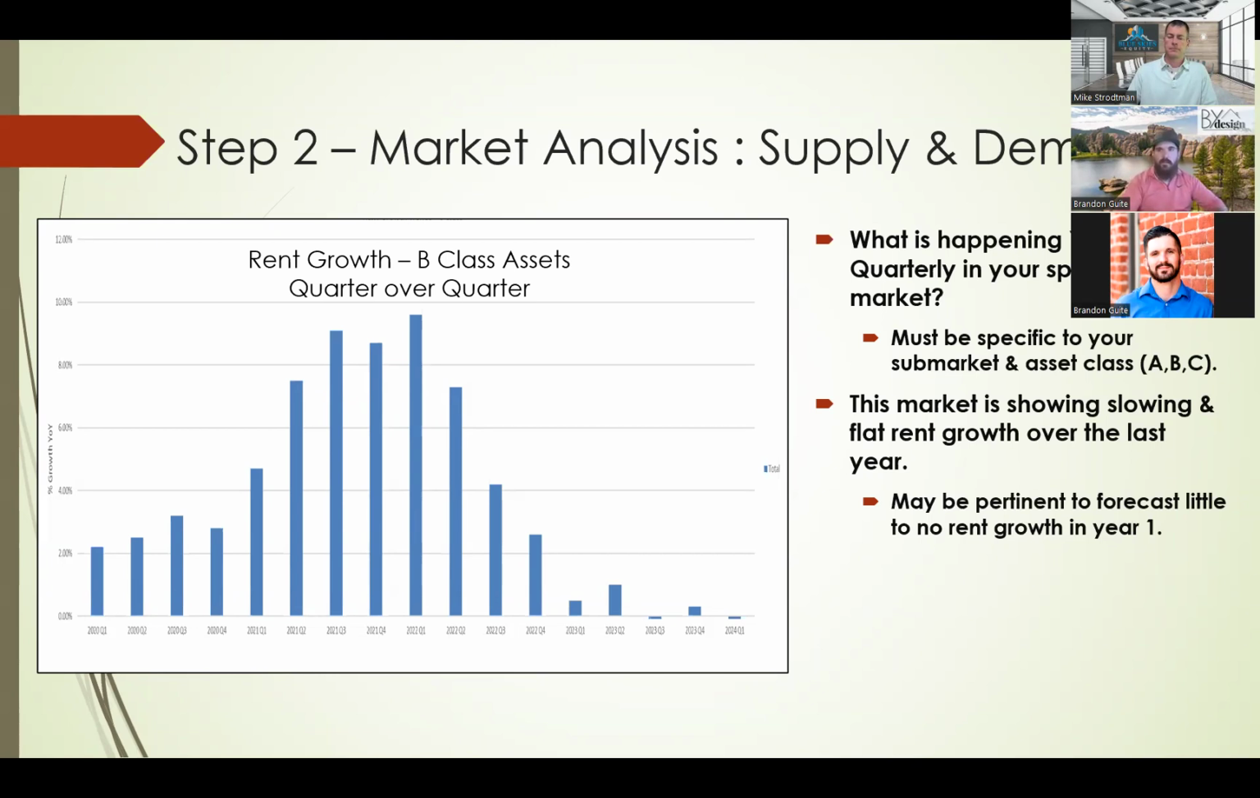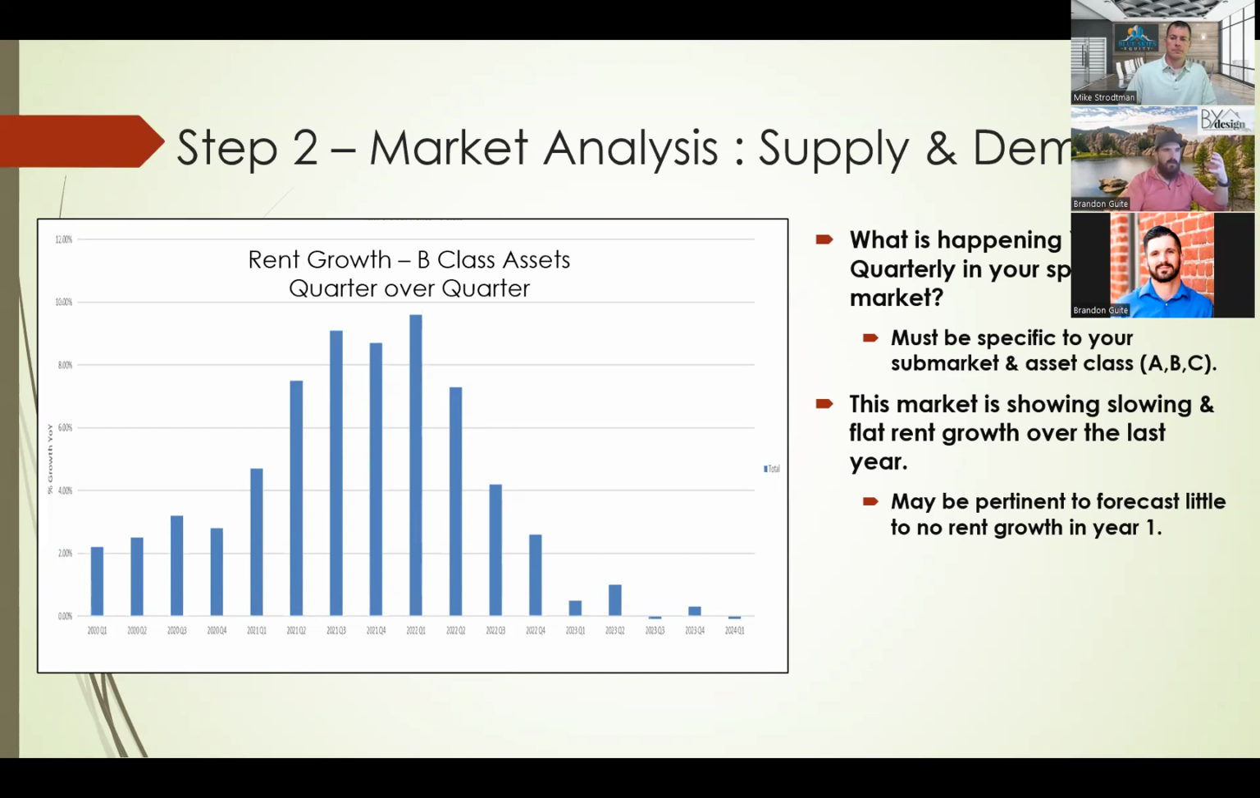This is something you're really looking at and asking questions about, because it really drives that rent growth number and that gross potential rent that we said was so important. We'll see further on in the presentation here. But what we're looking at, so we started with rent growth. What's happening in this submarket? Not just the submarket, but also specific to the asset class.